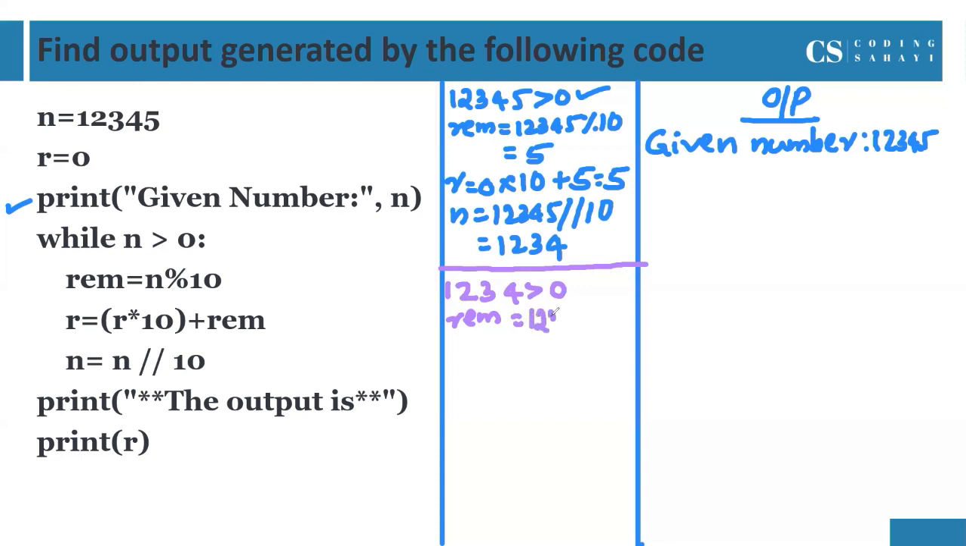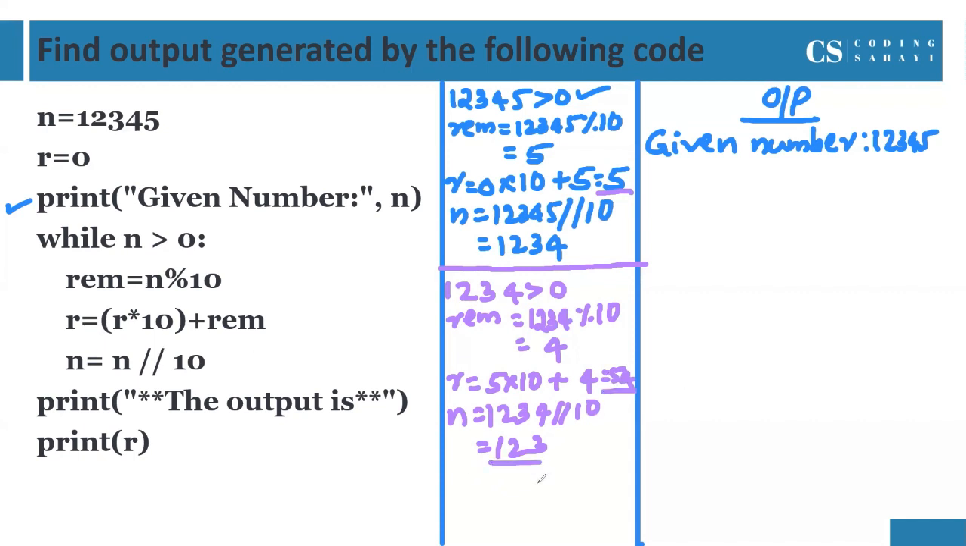That means 1, 2, 3, 4 modulo 10. Now rem is 4. Then R equal to 5 into 10 plus rem. Rem is 4, that means 5 into 10 it is 50, so you will get 54. Then again n equal to n floor division 10, that means 1, 2, 3, 4 floor division 10, you will get 1, 2, 3. Now we got R as 54 and n as 123.